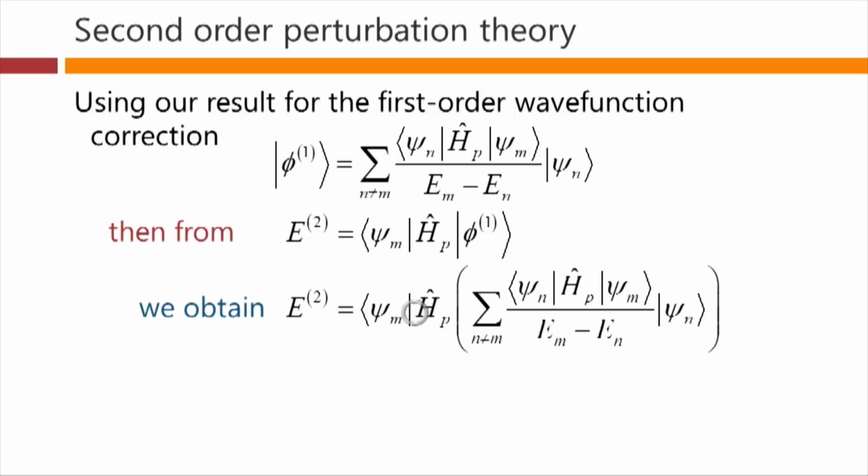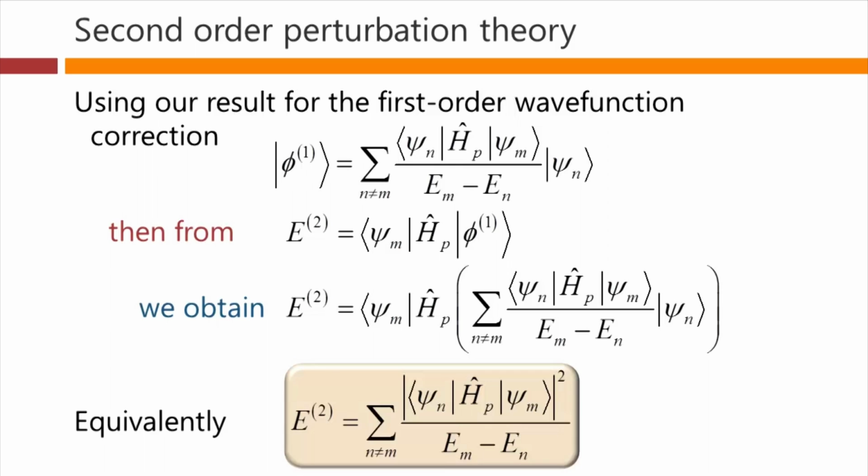But of course, we can take this inside the expression here. Note that it's <psi m|Hp|. This is just a number, so that's all really operating on psi n. So equivalently, we end up with the modulus squared of this matrix element here. That is, we've got <psi m|Hp|psi n> times <psi n|Hp|psi m>. This is the complex conjugate of <psi m|Hp|psi n>, and so we have the modulus squared here. So we have an explicit expression for the second order correction to the energy. Note incidentally that it's proportional to the square of the magnitude of the perturbation, which makes some sense.